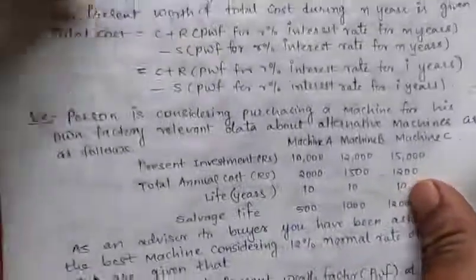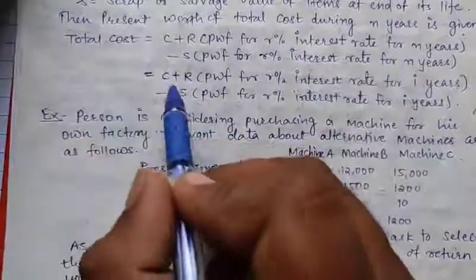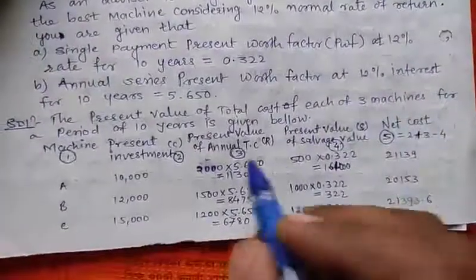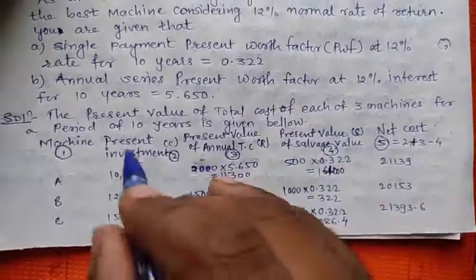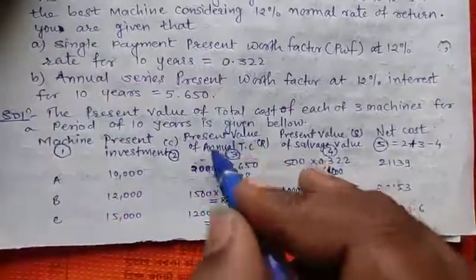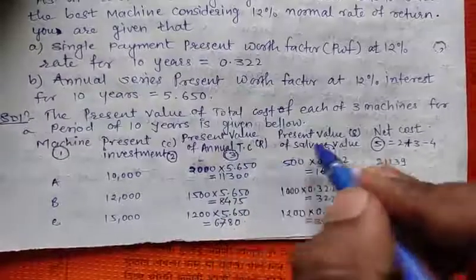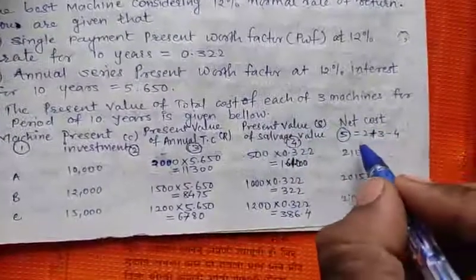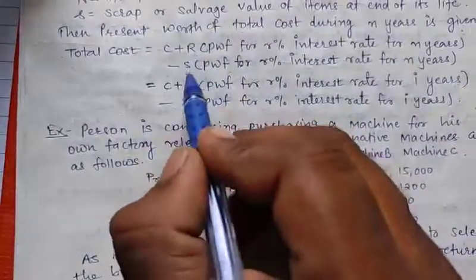So what is the formula for net cost? We use the formula for total cost, which is C plus R minus S. Here, this is the value of C, the present value of the machine, this is the value of R, the present value of the annual total cost, and this is the value of S. So we have the formula C plus R minus S, right? So total cost is C plus R minus S.